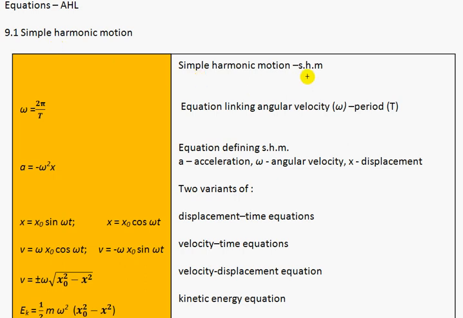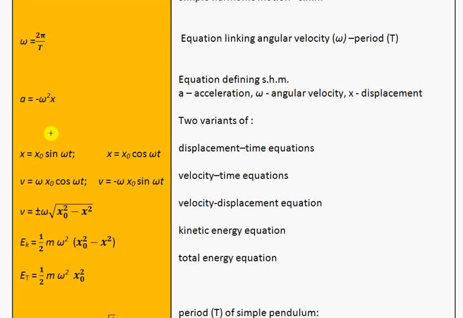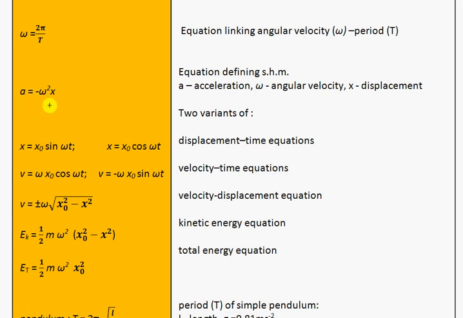Abbreviation is SHM. Angular velocity and period are linked by this equation. For simple harmonic motion, we have the following formula for acceleration and displacement. As you see, acceleration is proportional to displacement, but with sign minus.